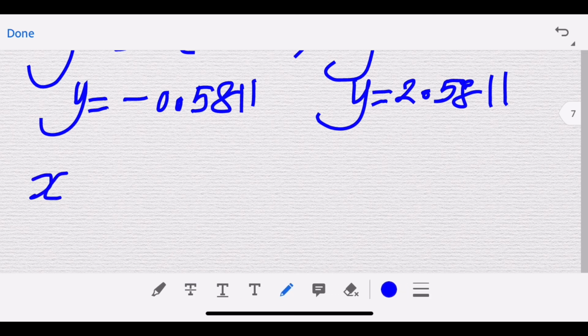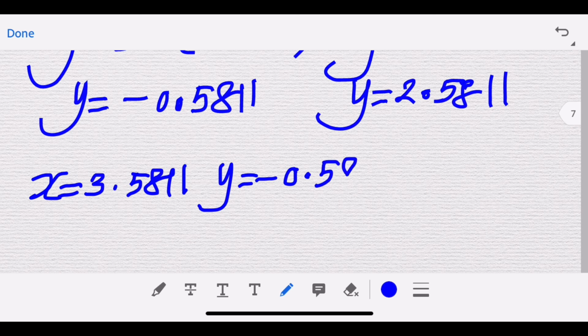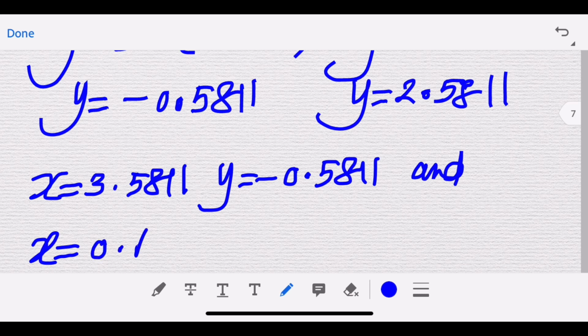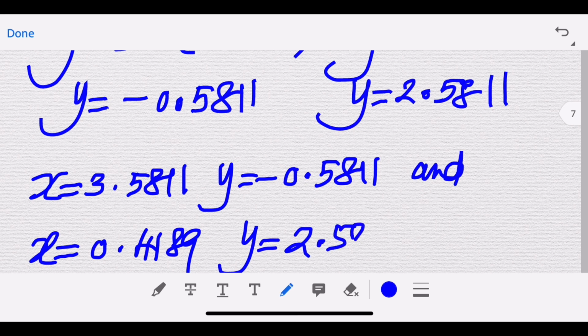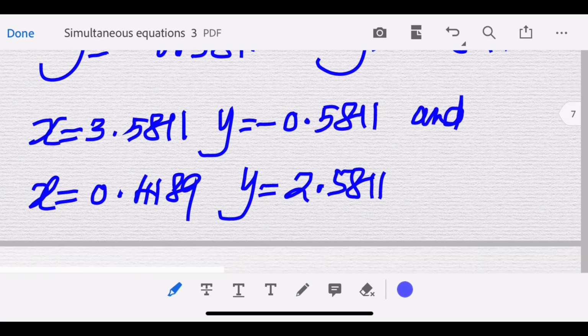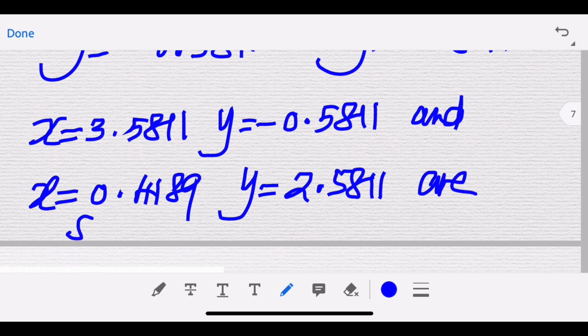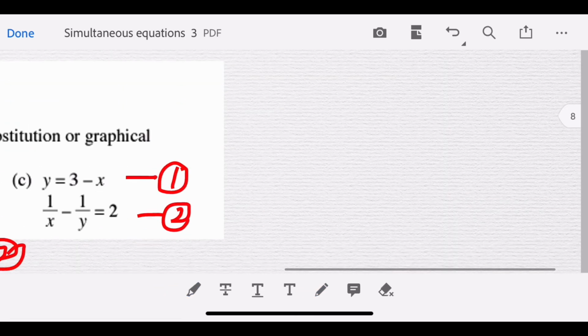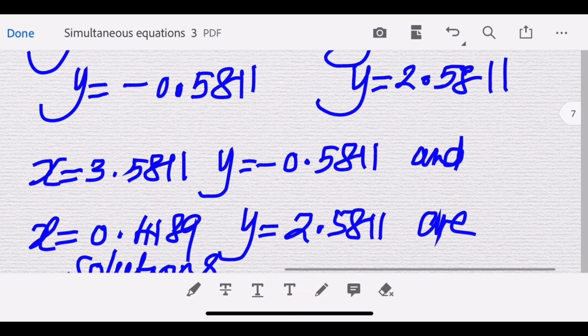So let's write down again. x is 3.5811, then y will be negative 0.5811, and if x is 0.4189, then y will be 2.5811. All these are the solutions for this simultaneous equation. So we have used a different method to solve. I think the rest of the questions you may try on your own. Okay then.